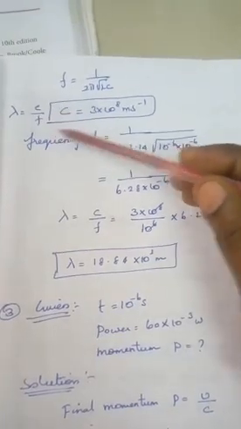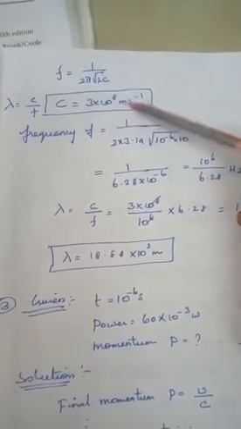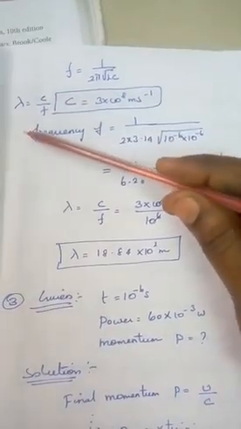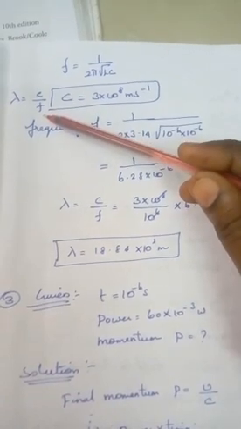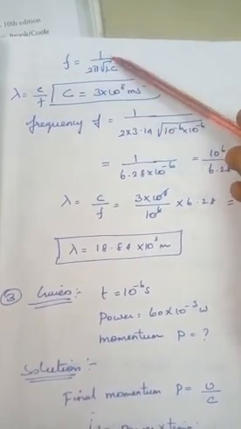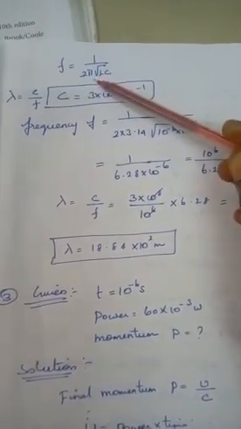Lambda is equal to c by f. Speed of light c is equal to 3 into 10 to the power 8 meter per second. Before that, to find out the wavelength, we have to find out the frequency. What is the frequency of the oscillation? That is f is equal to 1 by 2 pi root of LC. So this is the frequency value.